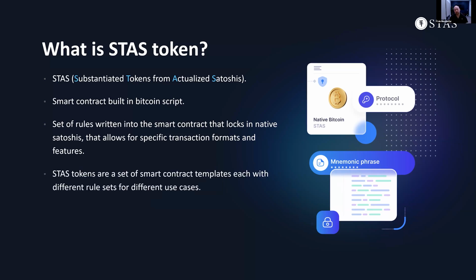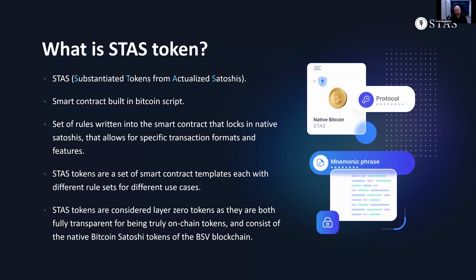STAS tokens, plural, are a set of smart contract templates. They all have different features and rule sets, as I mentioned before, and this allows you to choose which one is suitable for different applications, which I'll go over in more detail later on.